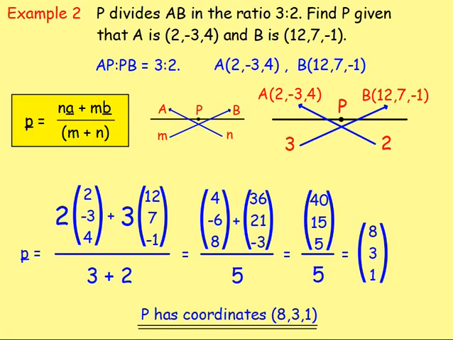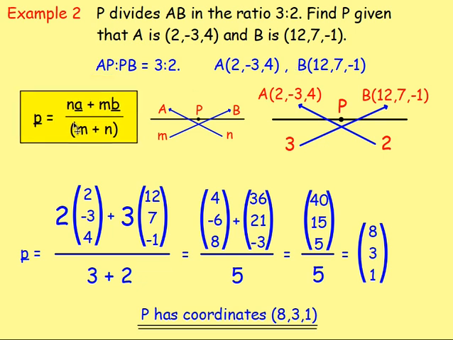With this example, we had P dividing AB in the ratio 3 to 2. Find P given that A is that point and B is that point. To work that out, write down what you know first of all. Well, you know to go from A to P and then from P to B, that is the ratio 3 to 2. We know the 2 points, they are given. This is the formula. You can either memorize that or maybe think about this wee useful diagram. We've got the 2 points, A and B, so just write them down. Point P is going to lie between them and the ratio is 3 to 2. So we've got a 3 to 2.